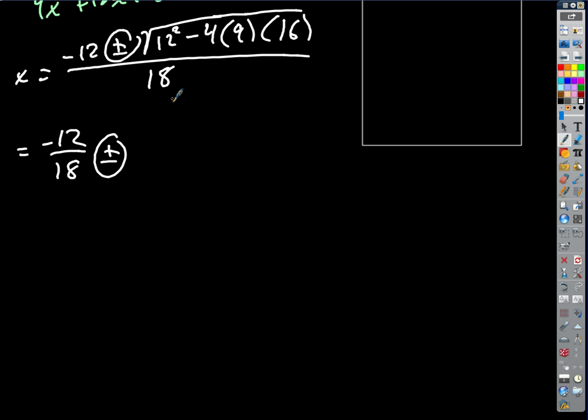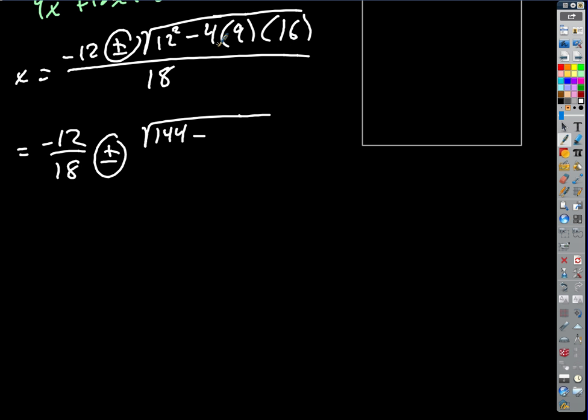Now let's see if we can do that. So 12 squared is what? 144. Okay, minus, here's how I would do this one. 9 times 16? No idea. 9 times 8 twice. 9 times 8 is 72. 72 times 2 is 144.